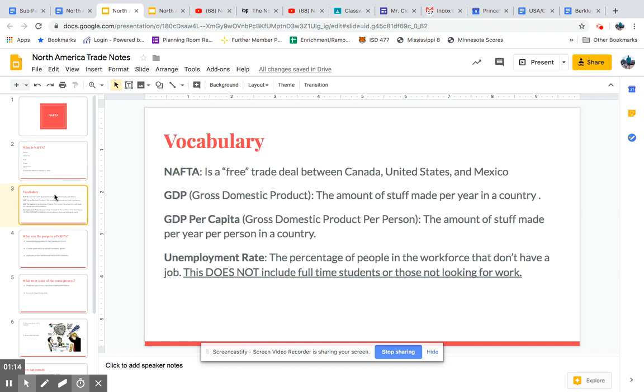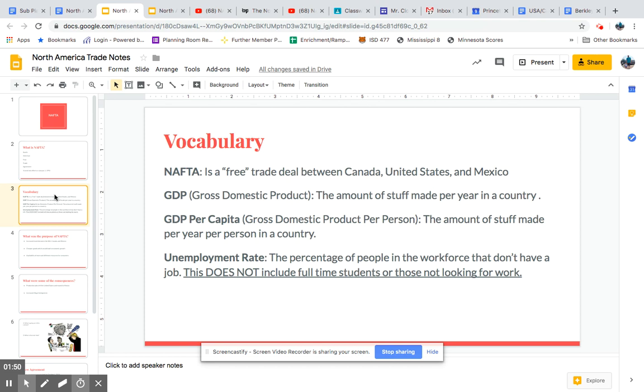Okay, so vocabulary here. Here are 4 main vocabulary words that I want you to understand for this unit. NAFTA, again, is a free trade deal between Canada, United States, and Mexico. Free trade means that there's no taxes or tariffs on goods traded between countries. So if Mexico has a product that people want in the United States, they can't put a tax or tariff on it. It gets traded freely. There's no added taxes put on goods traded between those 3 countries.